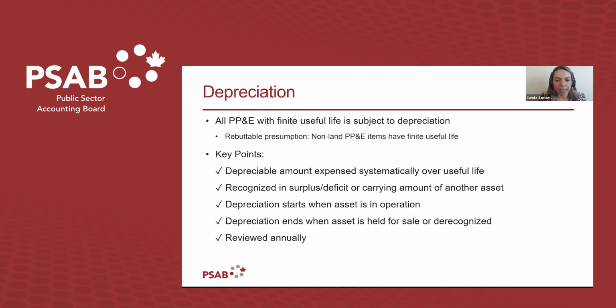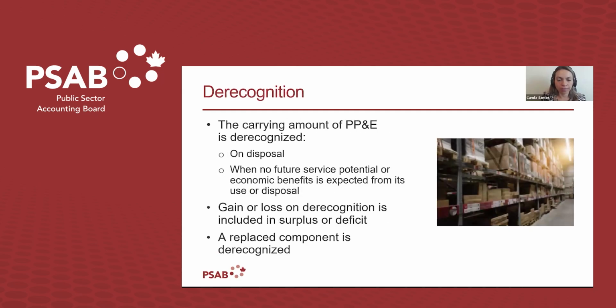Depreciation of an asset starts when it's available for use. This means it must be in the right location and condition to operate as intended by management. It's not just about when you purchase the asset, but when it's ready to be used. Depreciation stops at the earlier of two dates: when the asset is classified as held for sale or when it's derecognized. In terms of derecognition, on this slide, we have when entities derecognize PP&E, the first one being on disposal.